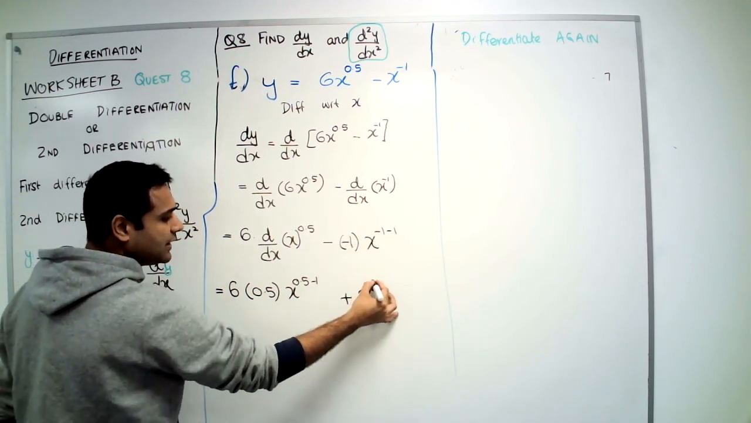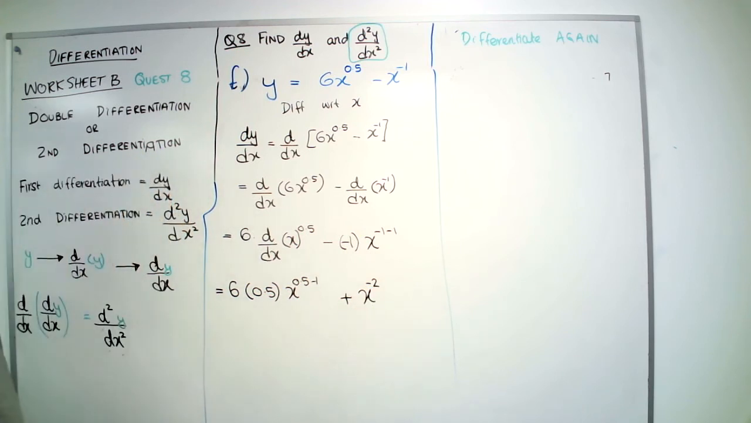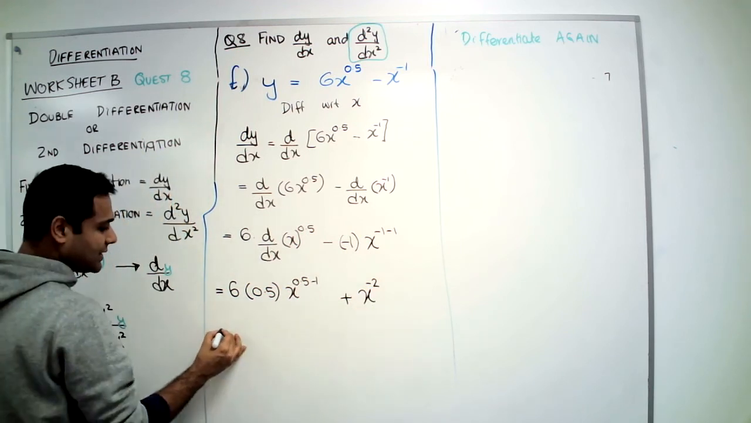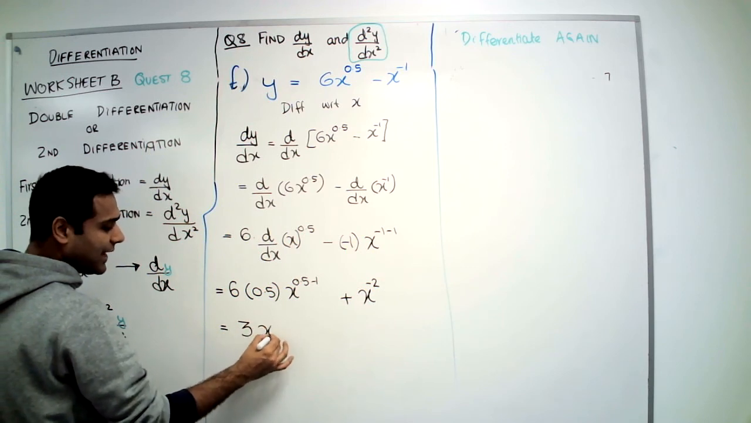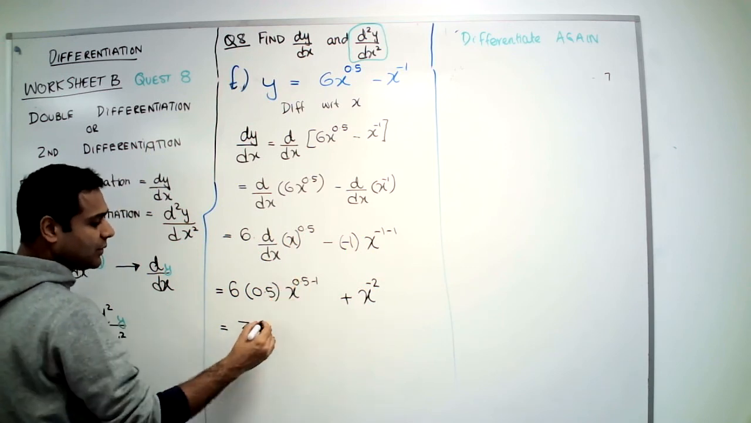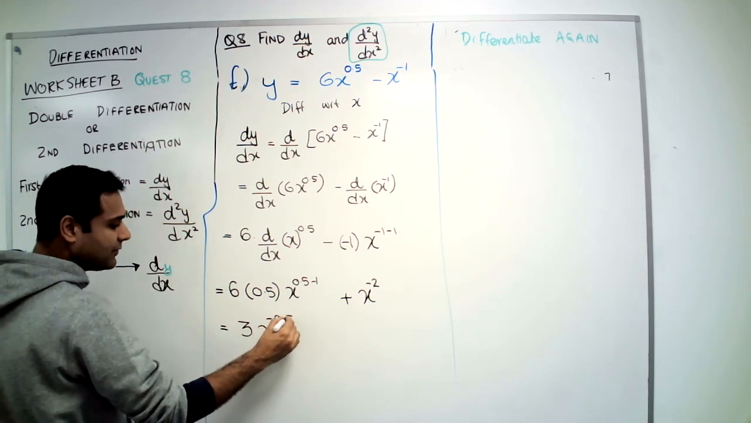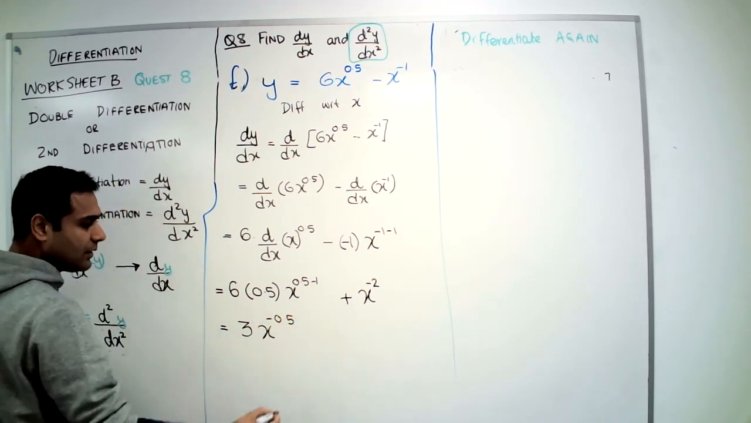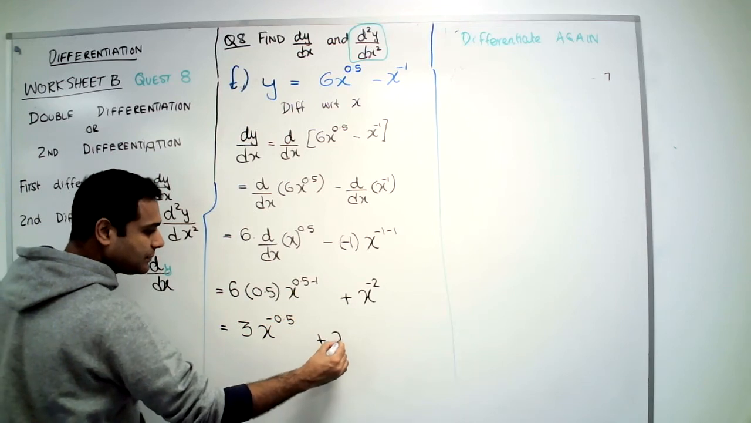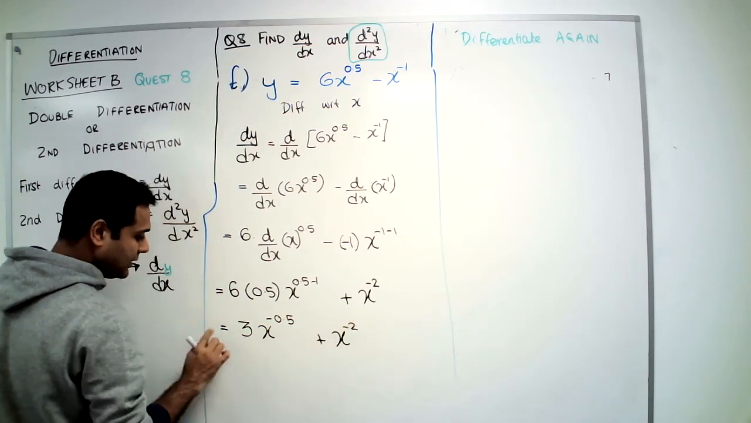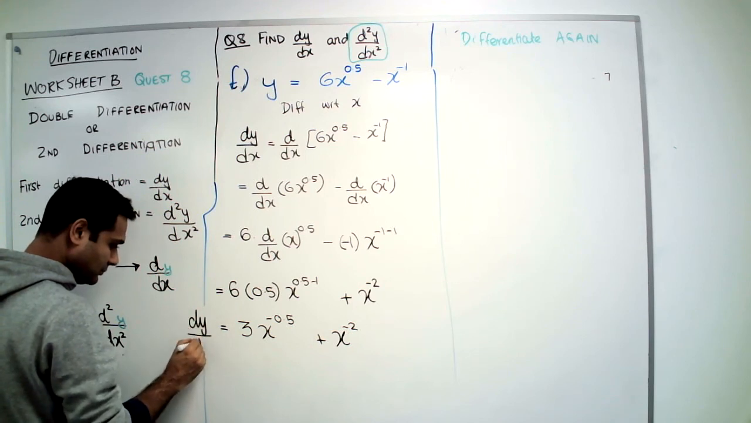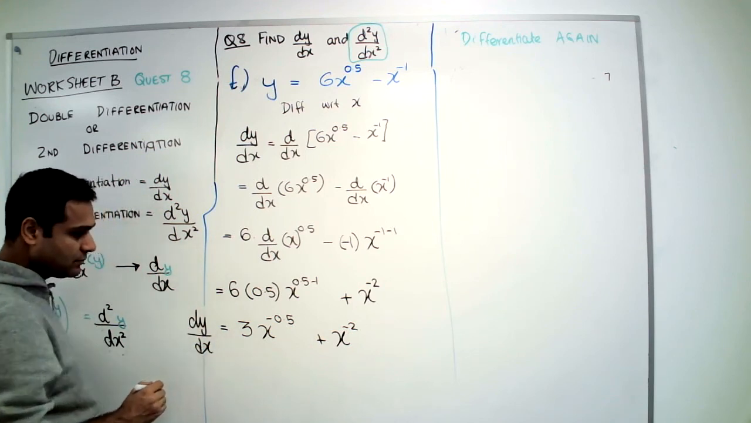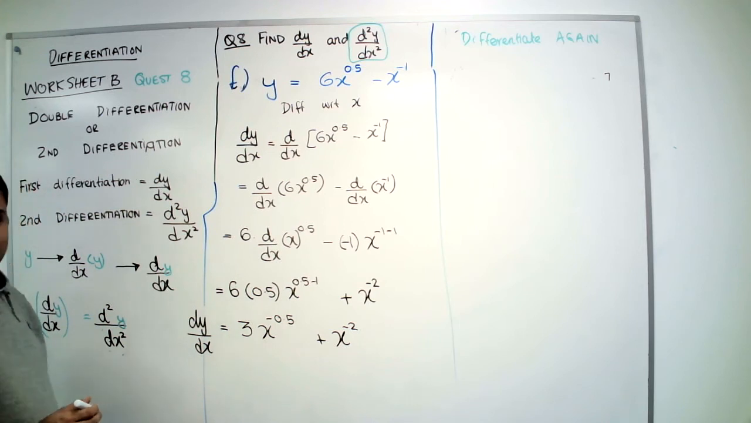That becomes x^-2. 6 times 0.5 is 3. That's x. 0.5 minus 1 is minus 0.5. Plus x^-2. This is my first differentiation. So that's my dy over dx done.